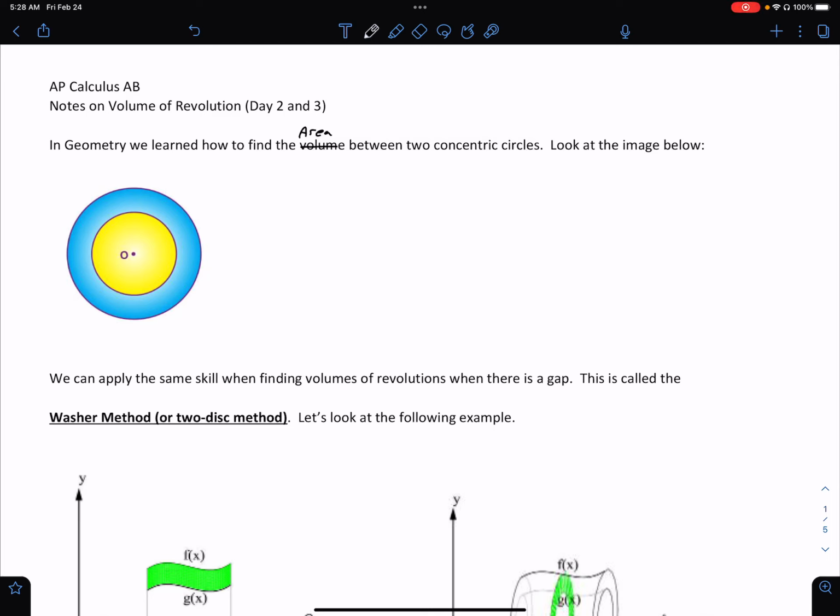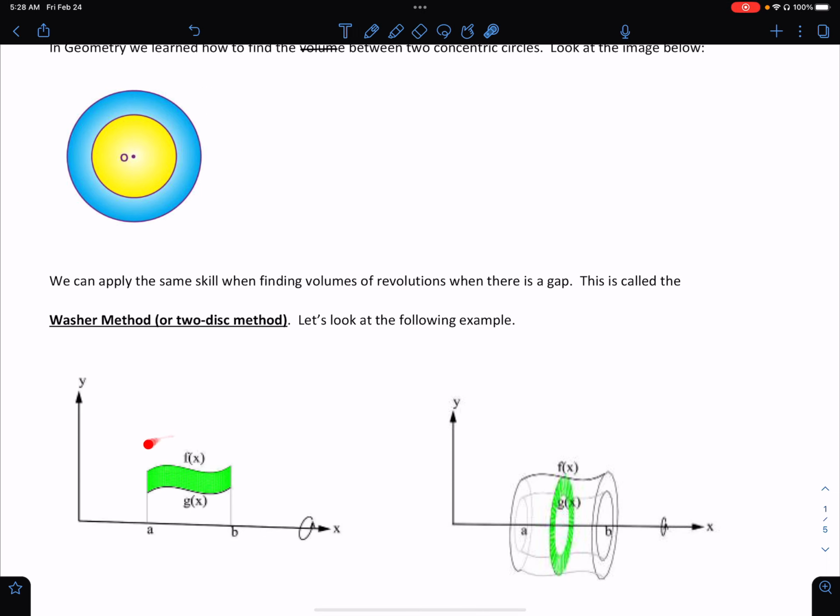Hello, welcome back. Today we're going to continue our discussion on volume of revolution. Today is going to be a little bit different as we are going to find the volume between the area of two functions as we revolve it about an axis.